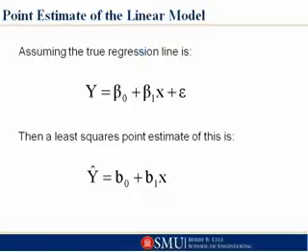So if we have a true regression line, y is equal to beta naught plus beta 1 times x plus an epsilon, then the least squares point estimate of this, y hat, is this little b, which we're using as a point estimate for beta naught, and we're deriving it again. b1 and b naught are being derived from our sample data. So b1 is the point estimate for beta 1.